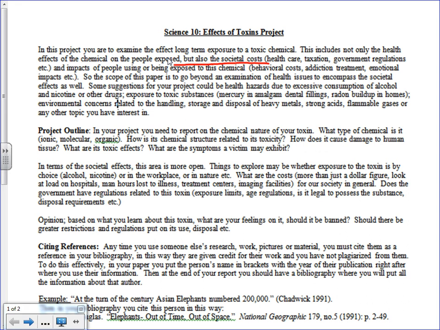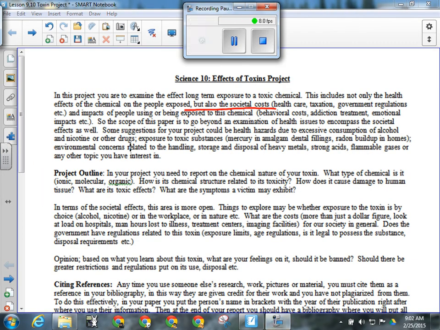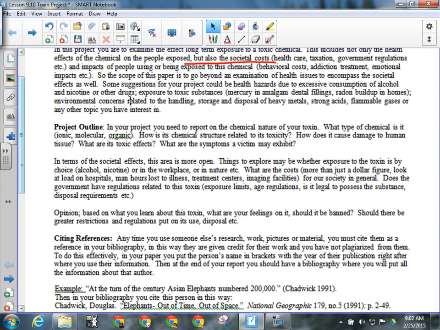Now what we want to do in this project is this. We want to report first off, and what we're looking for here, guys, in terms of the outline, is you report on the chemical nature of your toxin. You're going to want to make some notes here, guys. This is the stuff that needs to be in your report. What type of chemical is it? Is it ionic, molecular, organic? If it's organic, it means it has carbon, hydrogen, and oxygen in it.